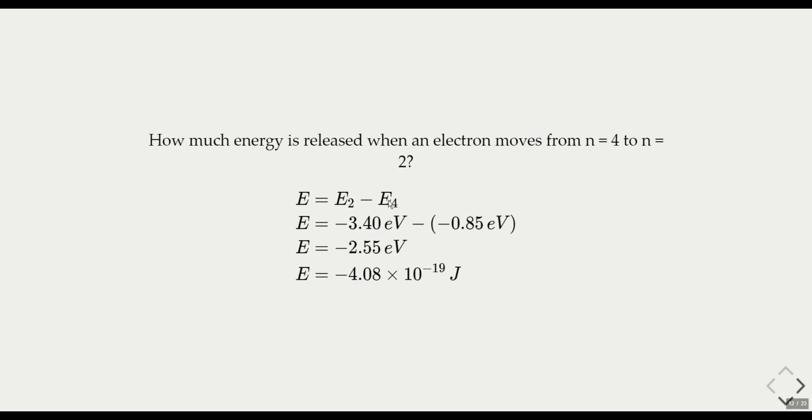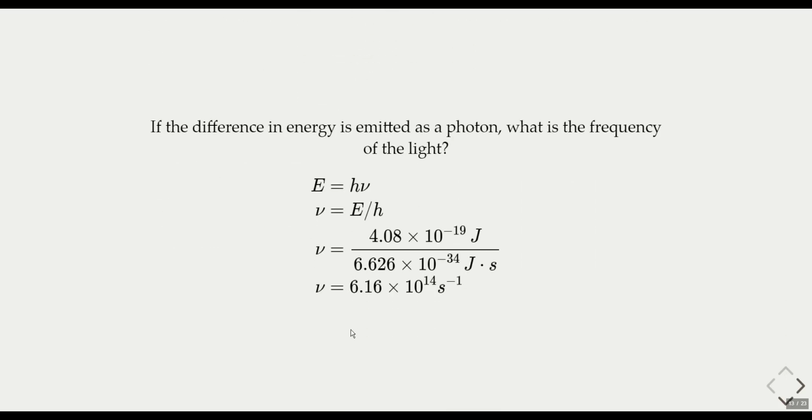We drop down to the second, starting from the fourth, so minus 3.4 minus a negative 0.85 leaves us with a negative 2.55. Yeah, that's right, it's negative because we've emitted that much energy, we've given off that much energy in dropping down to the second from the fourth. In joules, it's negative 4.08 times 10 to the minus 19, but I'm going to turn that into a positive number now to see what kind of photon of light is associated with this kind of energy. The emitted photon has 4.08 times 10 to the minus 19 joules. What's its frequency and what is its wavelength?